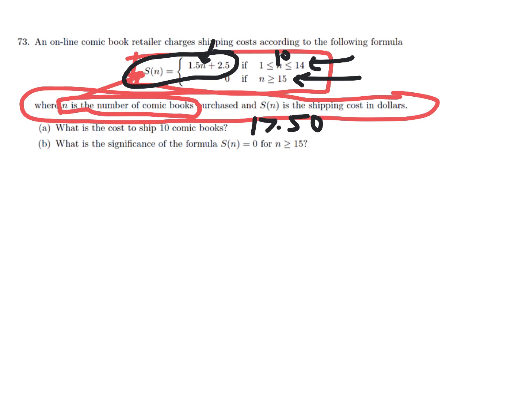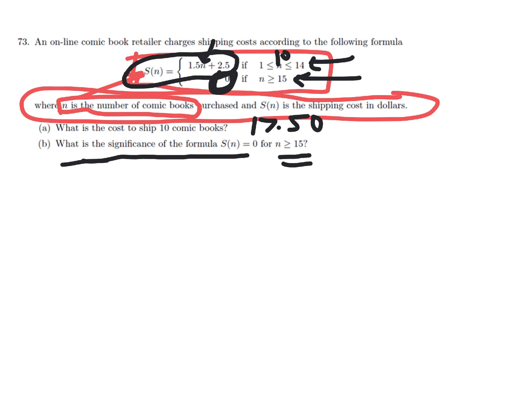Okay, good. What's the significance of this formula for n is greater than or equal to 15? What they're trying to say is, why does this n is greater than or equal to 15 matter in the context of this problem? And what they're saying is, you get free shipping on all orders of 15 comic books or more. Very good. That's perfectly said.